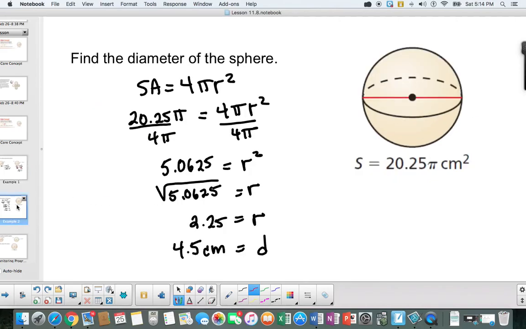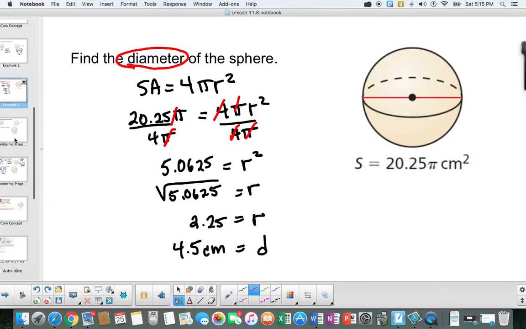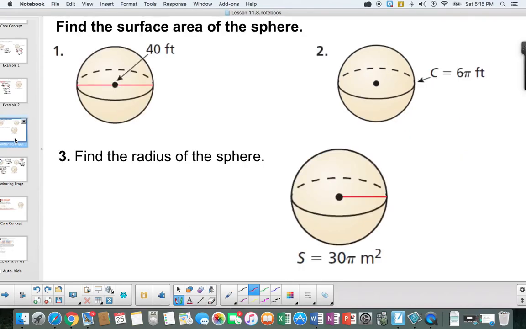Here's another problem where I'm asked to find the diameter. I write out the formula, I write down the surface area, 4 pi r squared, and go ahead and do some reducing. When 4 goes into here, it's 5.0625, and taking the square root of that, we get 2.25. But remember, the question asks for the diameter, so don't forget to double the length of the radius to get your diameter. Your turn. Stop the screencast and see what you can do.